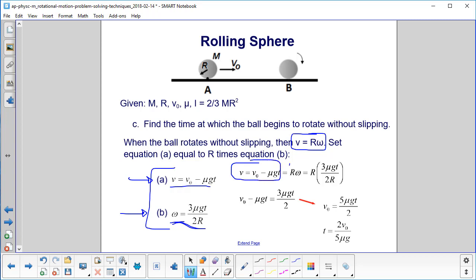We're going to set that equal to r omega. Here's omega, and you can see it shows up over here. So you just cancel out some like terms here. You find that v0 minus mu gt equals 3 mu gt over 2, and then you solve that for v0, and then you just rearrange it to solve for time. And at this specific time, the ball will start rotating without slipping.